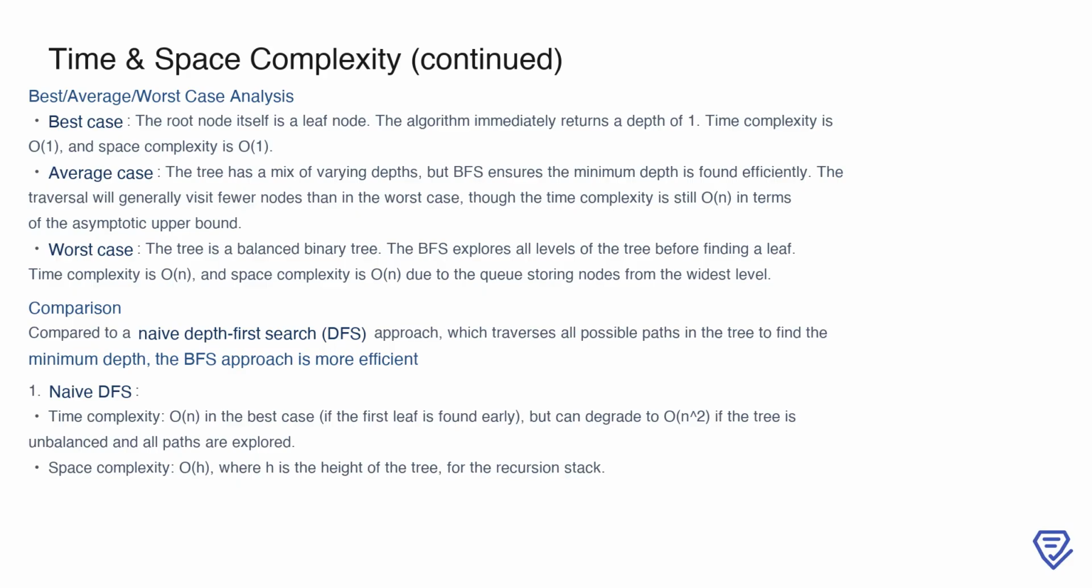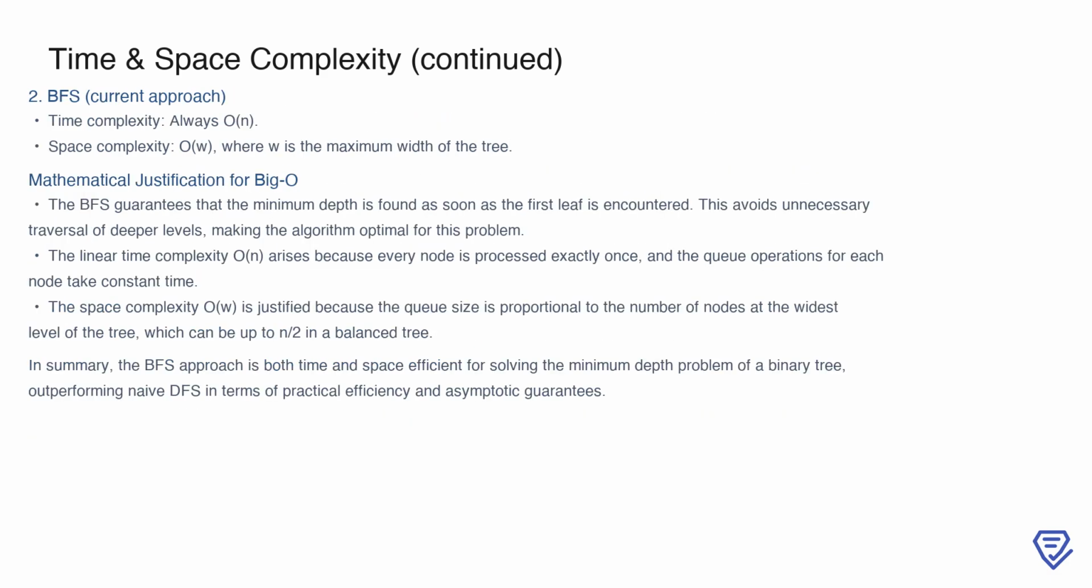Compared to a naive depth-first search, or DFS, approach, BFS is more efficient. While DFS can have a time complexity of O(N) in the best case, it can degrade to O(N squared) in unbalanced trees, as it may explore all paths unnecessarily. Furthermore, DFS has a space complexity of O(H), where H is the height of the tree, due to the recursion stack. With the BFS approach, the time complexity is consistently O(N), because every node is processed exactly once, and the queue operations for each node take constant time.